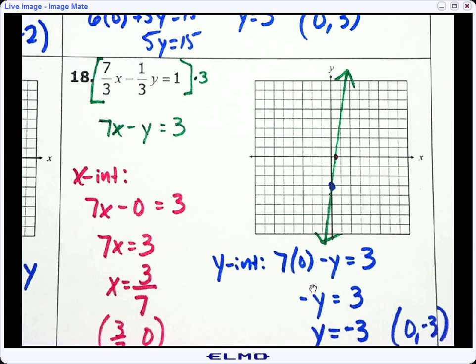All right, so that was homework 2-2, standard and slope intercept 4.